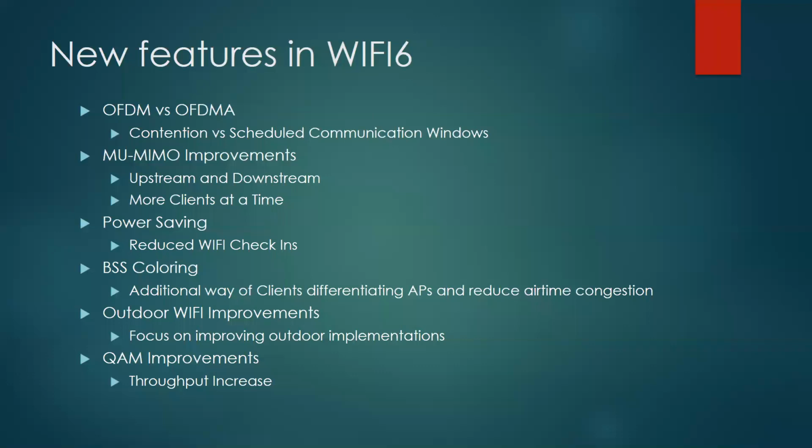BSS Coloring is a really big differentiator in Wi-Fi 6. There's a lot of special sauce that goes into the background of it, but it basically will really help on the 2.4 gigahertz band with airtime congestion, and I'll have a good picture of that coming up here.